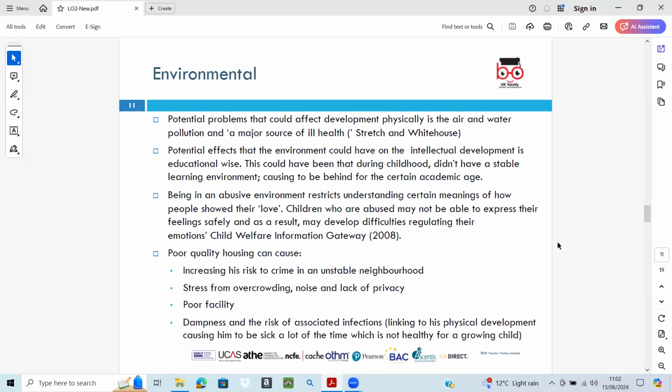Then we have the impact of poor housing quality. As an example, living in overcrowded, noisy, or damp housing may expose a child to increased risk of illness, and it can hinder their ability to focus on their education and create challenges in maintaining a sense of security and well-being at home.